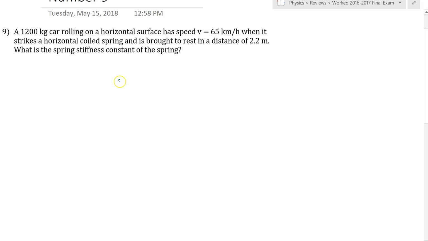So you have an object that's moving with a mass and a velocity, so it has kinetic energy. And of course the units are kilometers per hour. Then you have a spring over here where we don't know the spring constant, but we do know that it is displaced or compressed 2.2 meters to bring the car to rest.